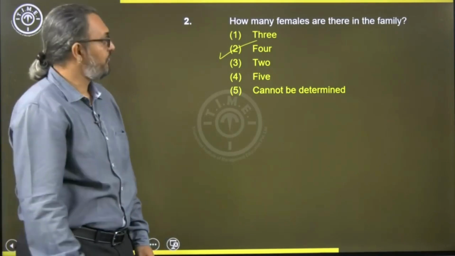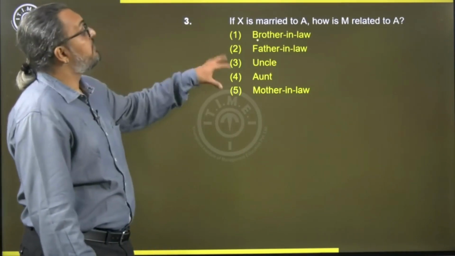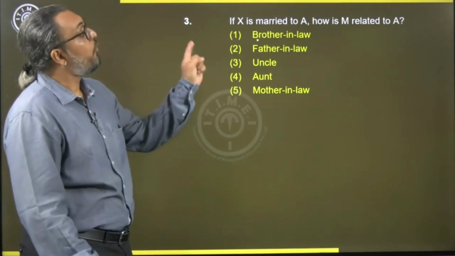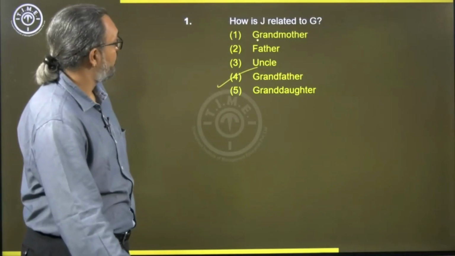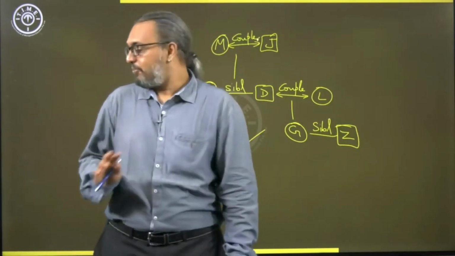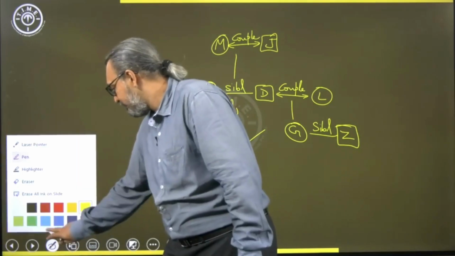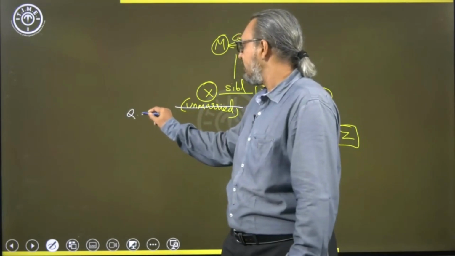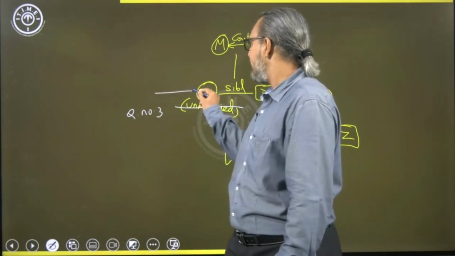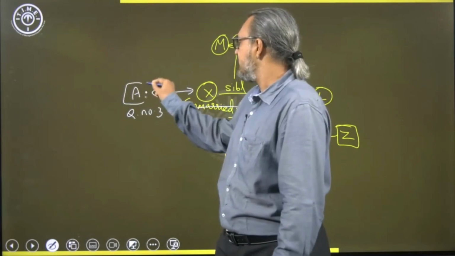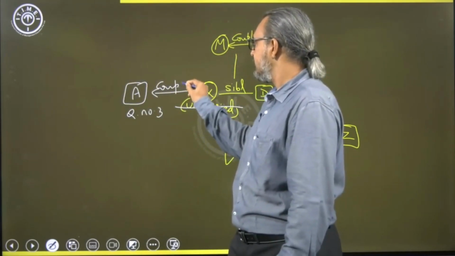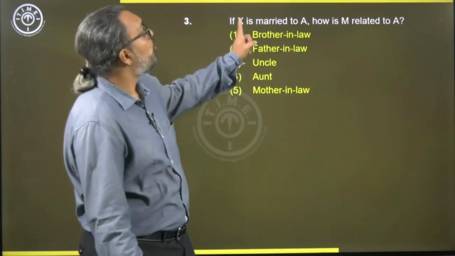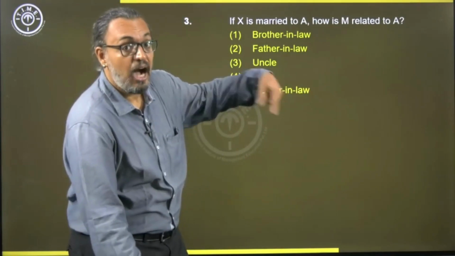Then, he says if X is married to A, then how is M related to A? So let's suppose X is married to A. We know X is unmarried, but only for question number 3, let's say X is married to A. So A is the husband of X. Correct? So the question for us is, how is M related?